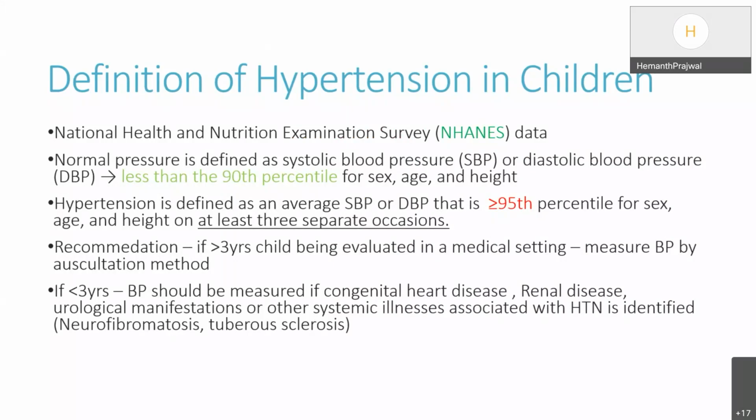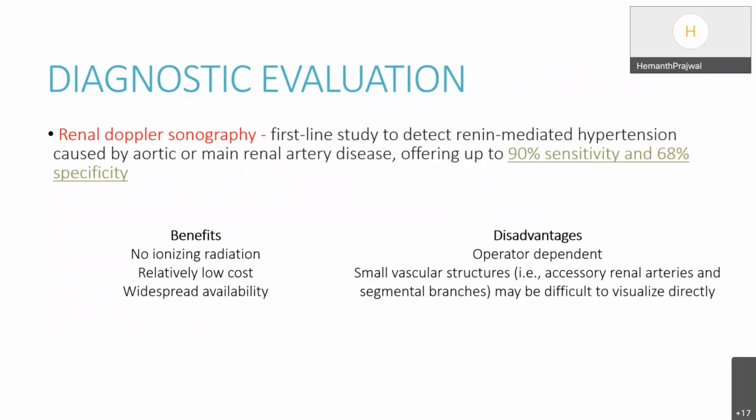The recommendations for these children are: if the children are being evaluated in a medical setting and are more than 3 years old, BP should be measured by the auscultation method. And if the child is less than 3 years, BP should be measured if the patient has congenital heart disease, renal disease, urological manifestations, or other systemic illnesses associated with hypertension, such as neurofibromatosis or tuberous sclerosis.